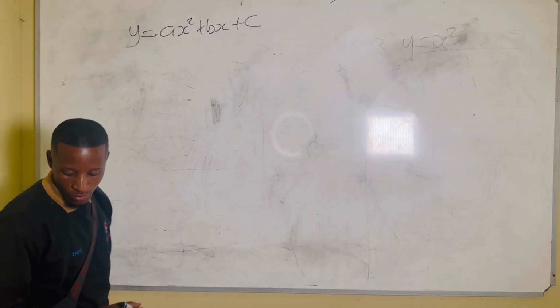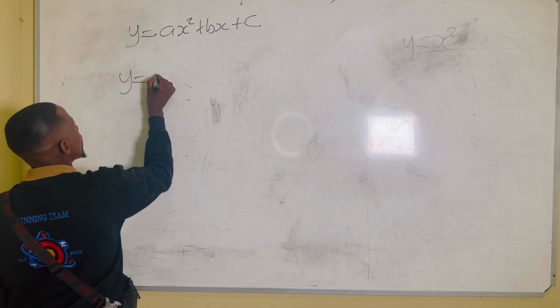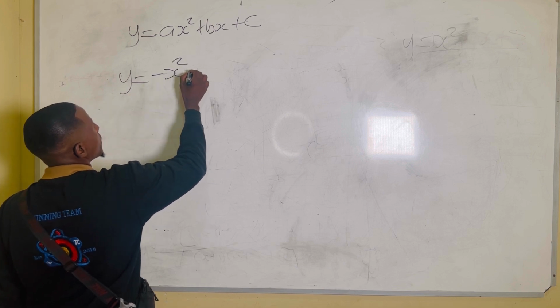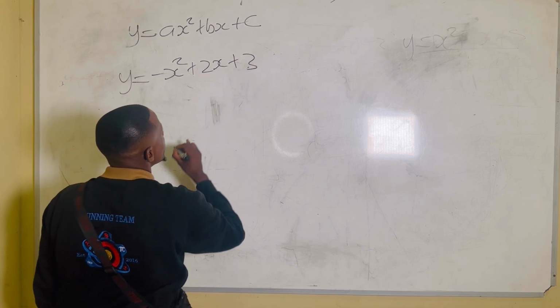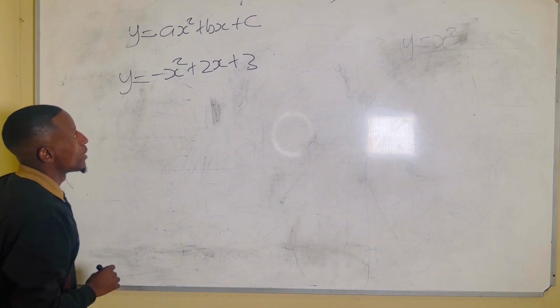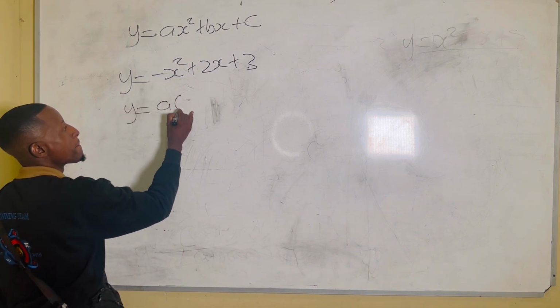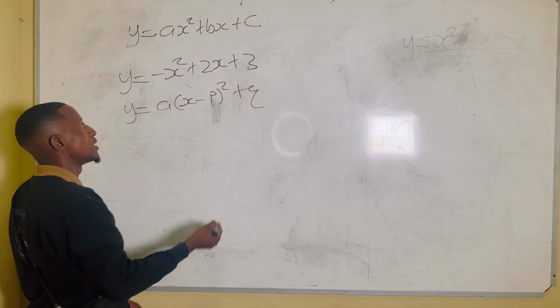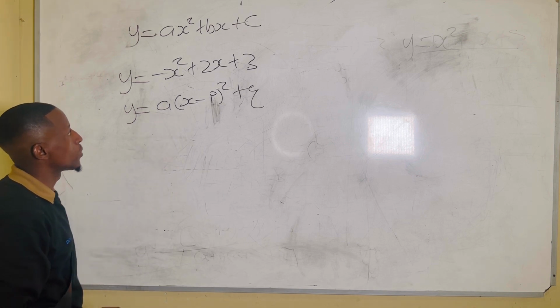Alright, now we're going to move to y equals negative x squared plus 2x plus 3. We want to move from this format to this format: y equals a(x minus p) squared plus q. Do you see now we're dealing with the one that has a negative? We must complete the square.